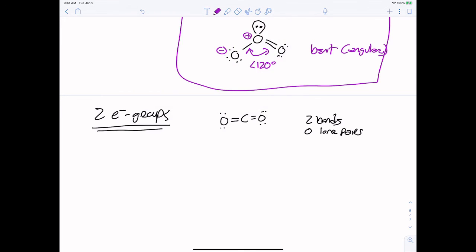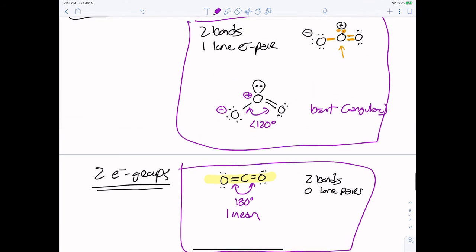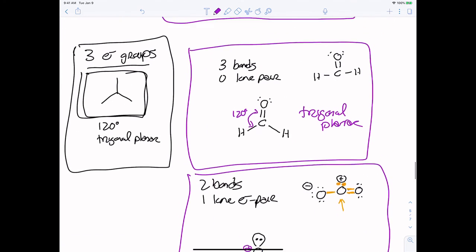If you have 2 things trying to get as far apart from each other as they can, they're going to be straight out across from each other, so 180 degrees. And then the name of it, it's just in a straight line, so linear. And that's all of them for us, so much shorter than it was in 151.